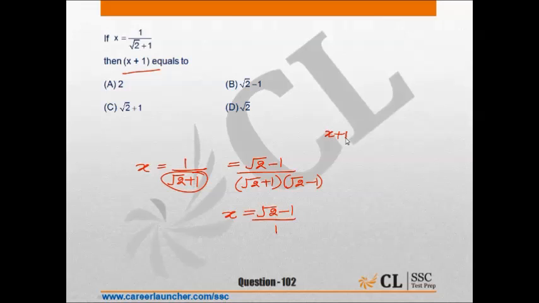In this question, we are asked the value of x plus 1, so that would be root 2 minus 1 plus 1, and that would give us the answer as root 2. So our correct option is D, that is root 2.